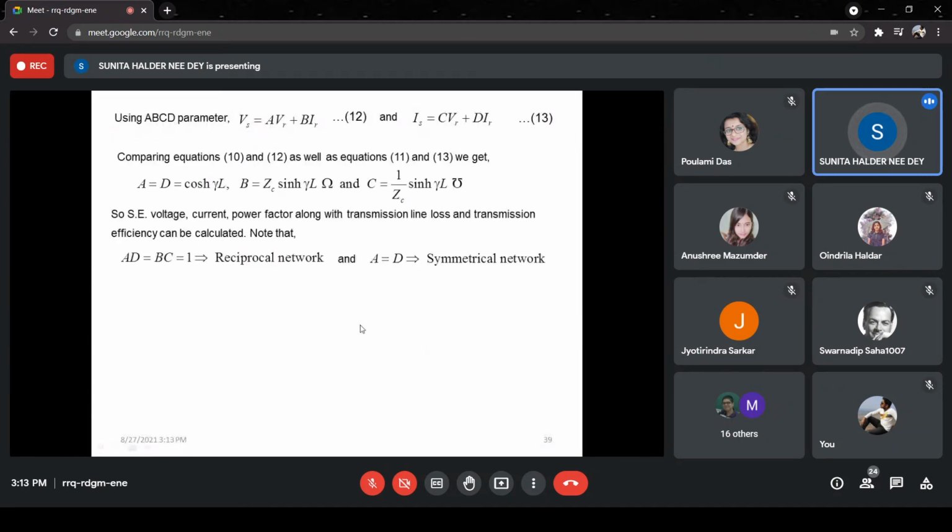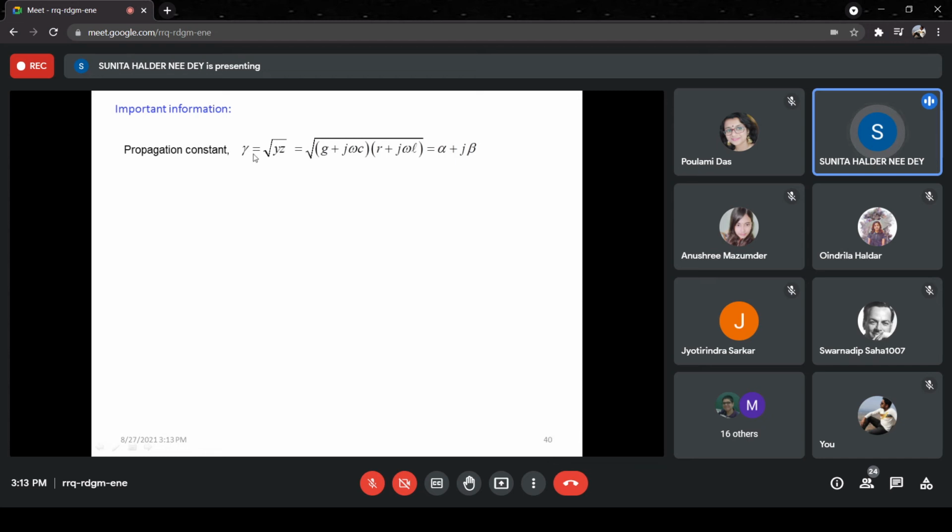So we have got this, that a long transmission line is also a reciprocal network and a symmetrical network, but it has very complex equations. The calculation of cos hyperbolic gamma L is not so easy because gamma is a complex quantity, root over yz is a complex quantity, right? For that reason.